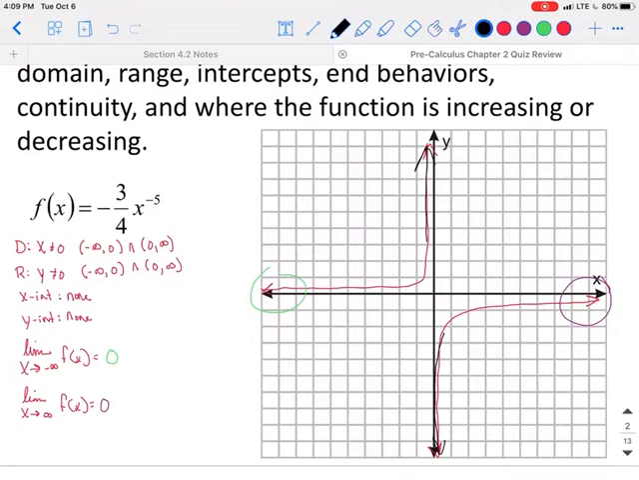Now, because our graph jumps up here, goes to infinity at the top and infinity on the bottom, this is not a continuous function. We can't draw it all without picking up our pencil. And this is actually an infinite discontinuity.